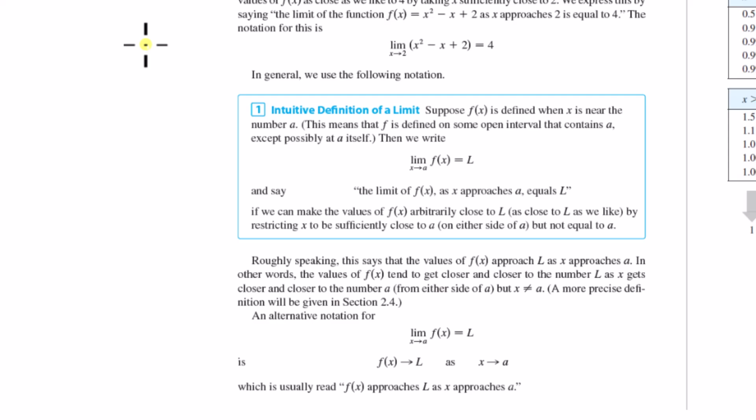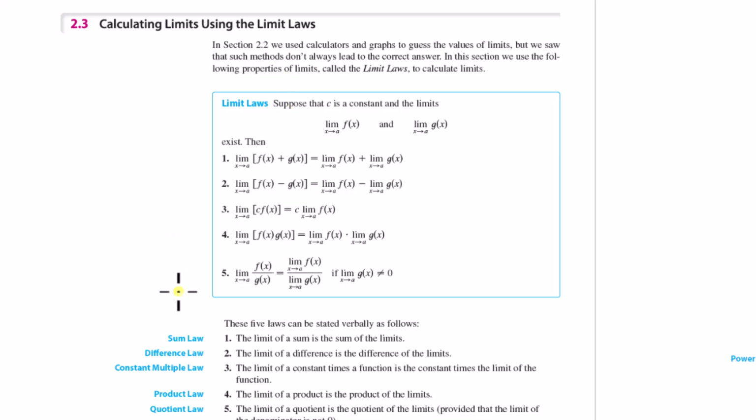Now, in section 2.3, we learned some mechanical laws that would allow us to evaluate limits without having to resort to non-bulletproof methods like guessing a limit with a calculator or doing a limit purely graphically, right? So these limit laws shown here. And we also developed in this section some additional laws using these limit laws as a starting point.